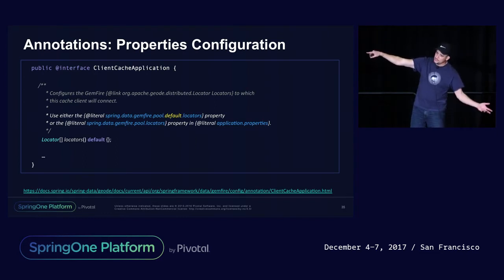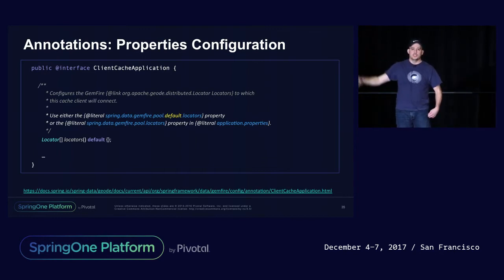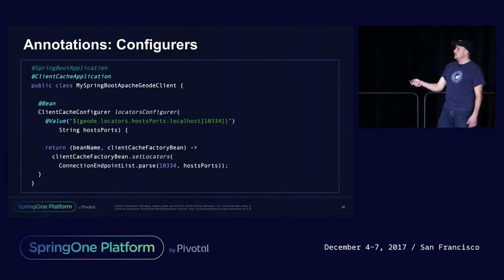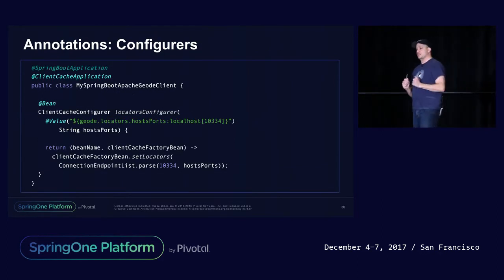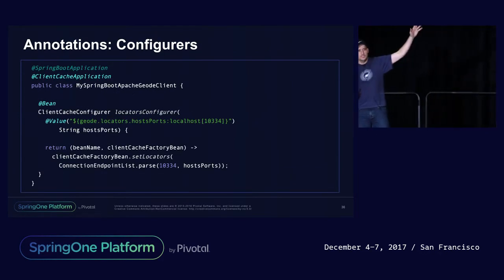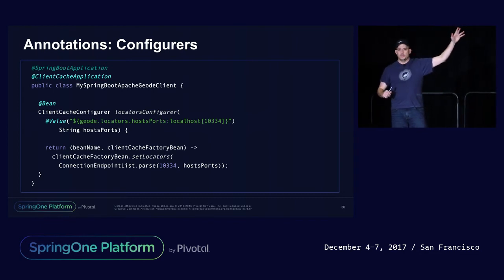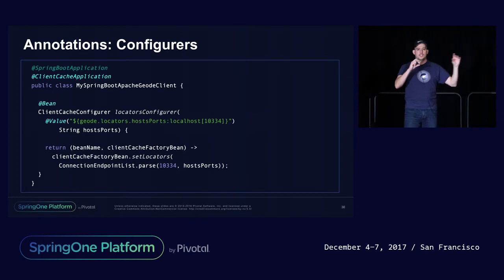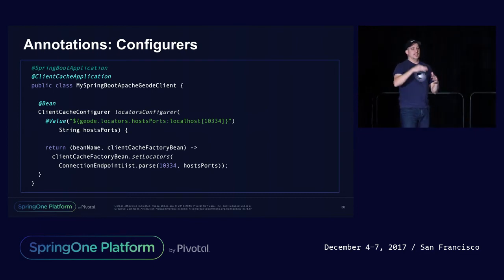Here's the locators attribute, and it basically explains in JavaDoc what those properties are, so you know how to find them. The other way to do it is via a configurer. How many people here use Spring Web MVC? Okay, a few people. So you know that Spring Web MVC has configurers that you can use to configure Spring Web MVC, like HTTP message converters, other aspects of MVC.